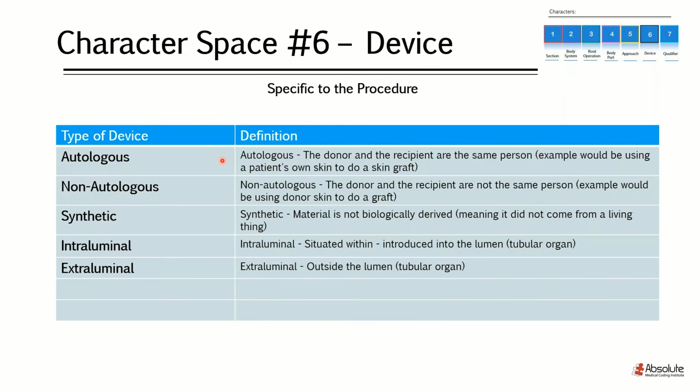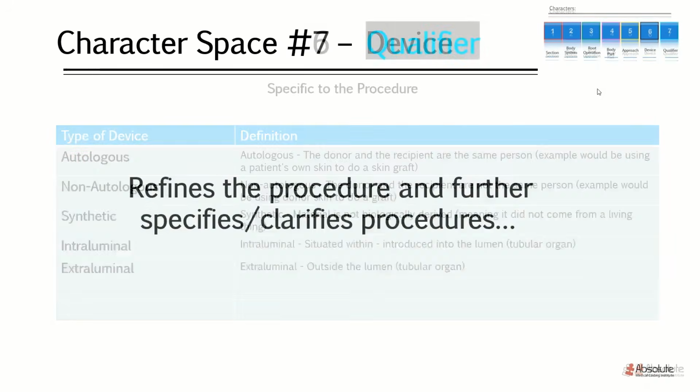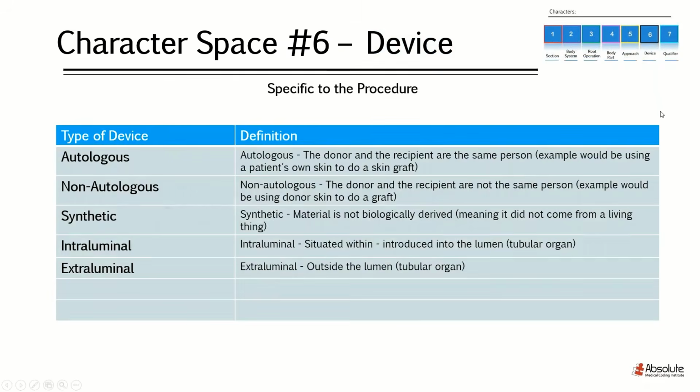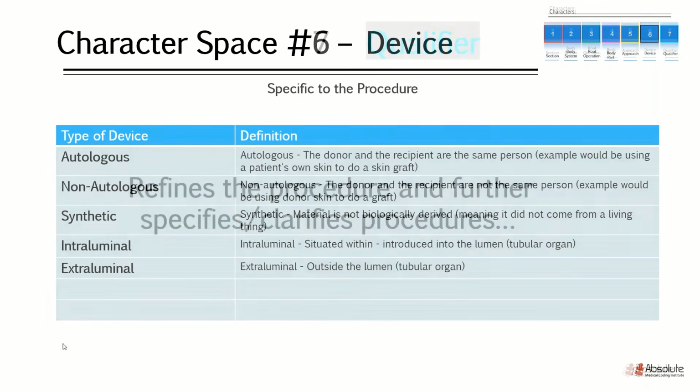Now, autologous is the donor and the recipient are the same. Non-autologous means that the donor and the recipient are not the same person. Synthetic, that's material and it's not biologically derived, so it's man-made. Intraluminal means within the lumen or a tubular organ. Extraluminal, these are outside the lumen or tubular organ. All right, coders, so this is your 6th character. I think I went a little too fast. Your device.